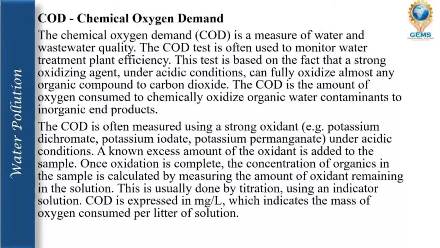We might have done this titration process during our first year in college, as well as in our 11th and 12th standard. We used to do this titration test, and they also dilute the acid with the oxidizing agent. So this is usually done by the titration method, for the calculation of chemical oxygen demand in water. It is expressed in milligrams per liter, which indicates the mass of oxygen consumed per liter of solution. So they use this chemical agent to find out the quality of water.